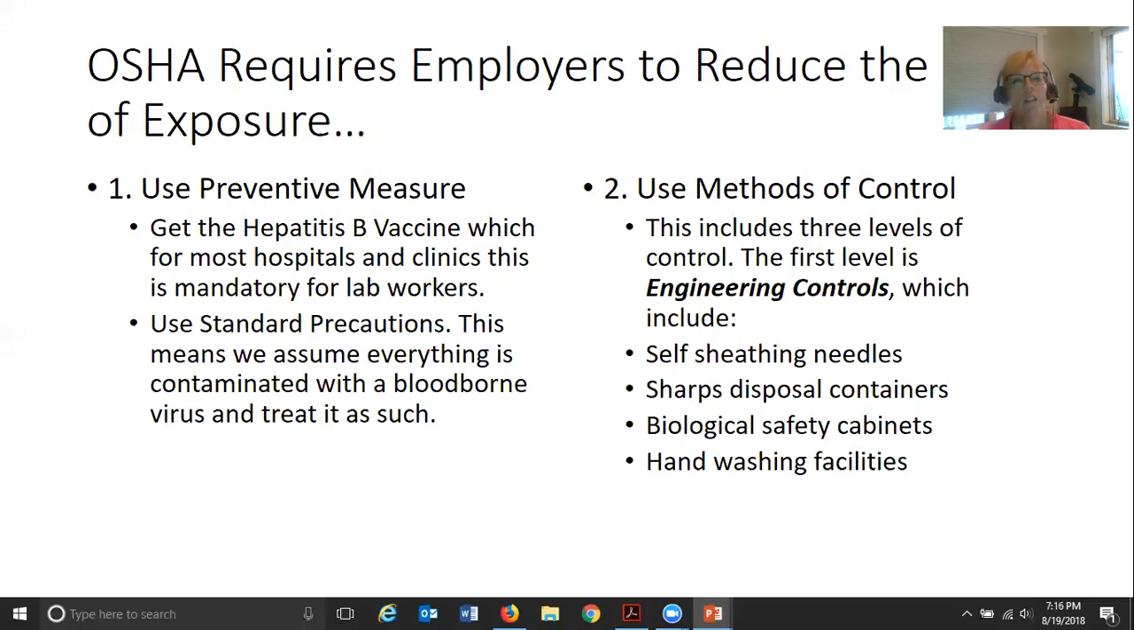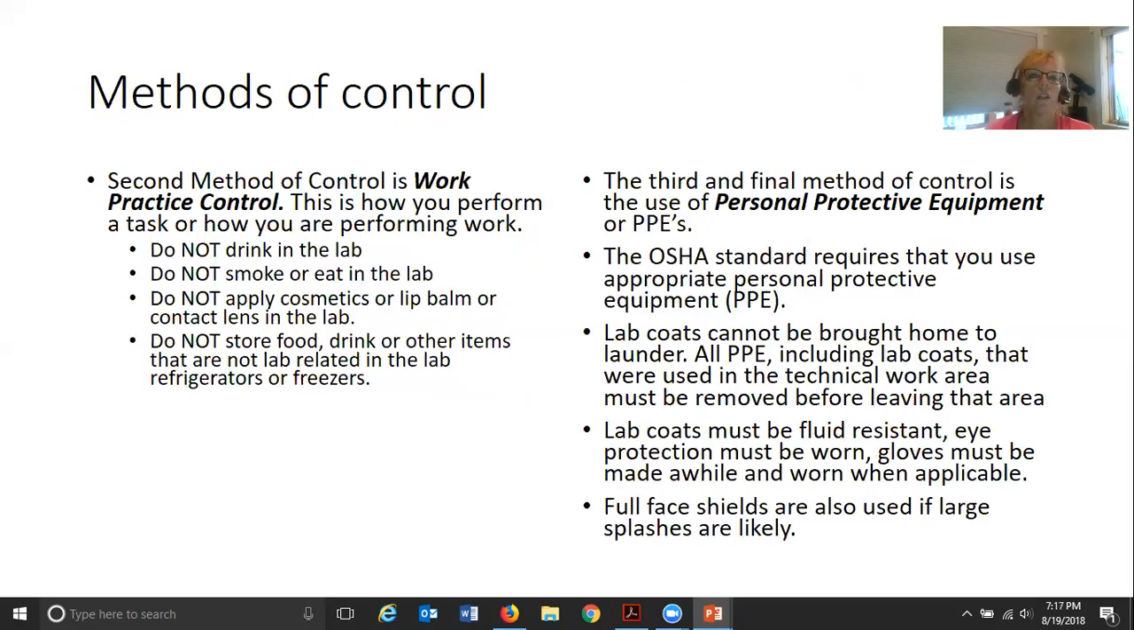Also, standard precautions is a preventative measure. We assume everything's contaminated and treat it that way. We also have to use measures of control: engineering controls, self-closing or sheathing needles that have a protective device that goes over the top when we're done using them, sharps disposal containers, biological safety cabinets. We actually do microbiology under a hood so that it minimizes the exposure to germs. Hand washing facilities. Those are all outlined in the OSHA standards.